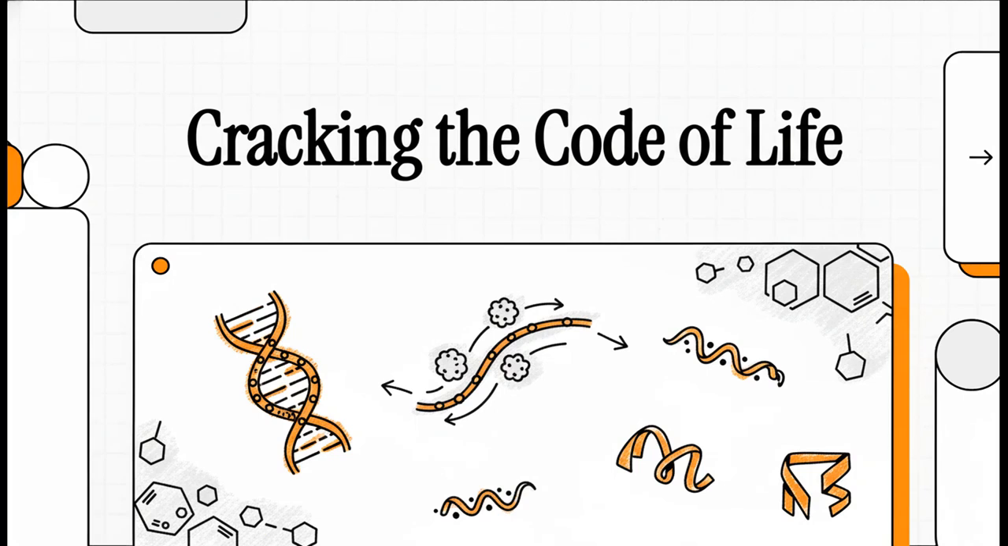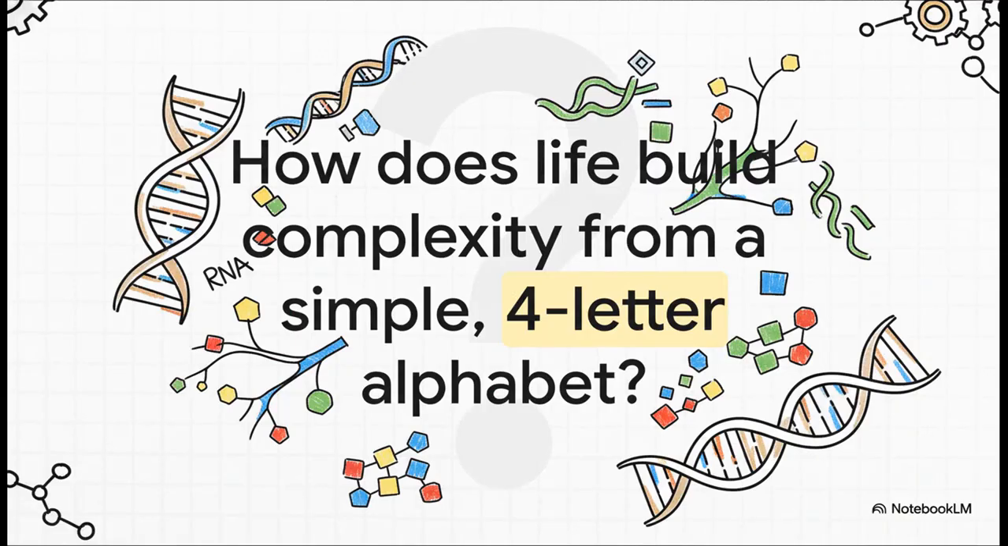Today, we're going to decode one of the most fundamental processes in all of biology. We're talking about how your cells read the instructions in your DNA to build, well, everything that makes you, you. So the central puzzle of genetics really starts with a numbers game. How does life build all of its incredible complexity from a language that has only 4 letters?